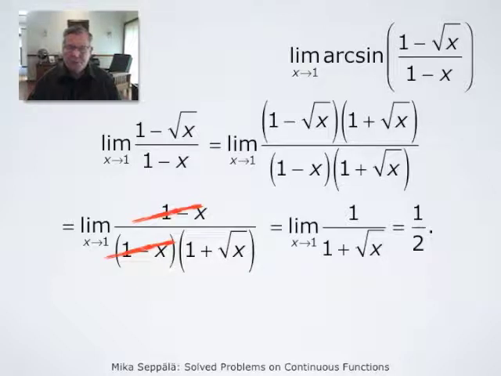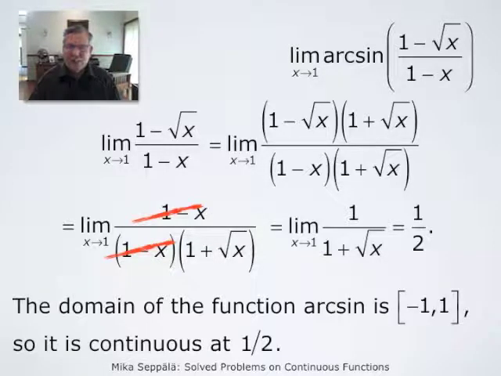Now, we have to compute the limit of arcsine of this expression, and we observe that the domain of the function arcsine is the closed interval from -1 to 1. Arcsine is the inverse function of the sine function. We have previously observed that inverse functions of trigonometric functions are continuous where they are defined. Therefore, arcsine is continuous, and it is certainly continuous at the point 1/2.